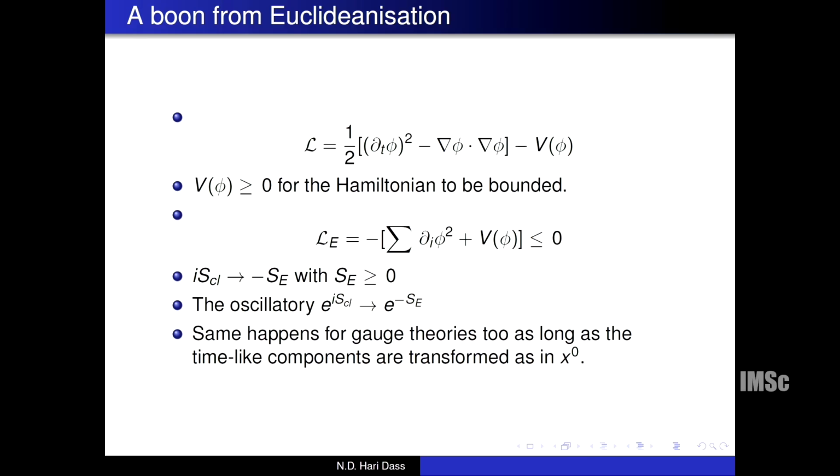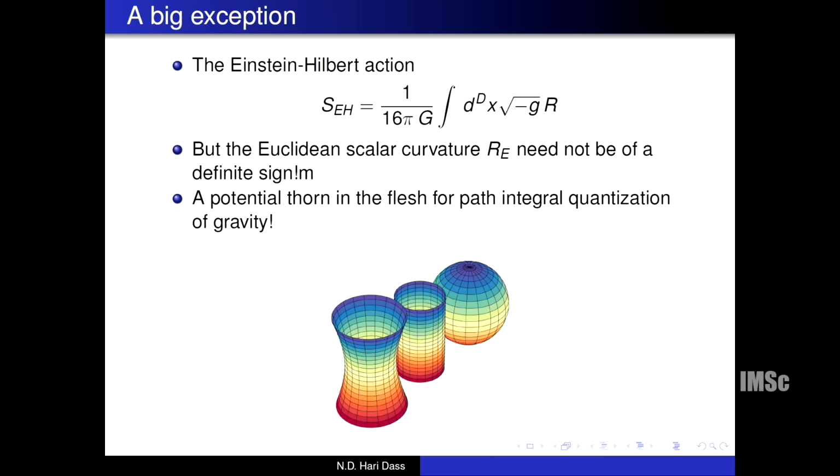In gauge theories also the same thing happens, provided you take care that all the temporal components of the gauge field are transformed the same way as you transform time. Okay, minus i, that's very important. So you can Euclideanize scalar field theories, gauge theories, fermionic field theories also with some care.